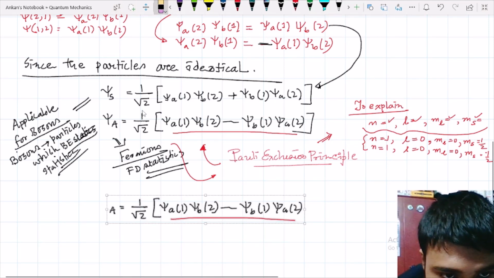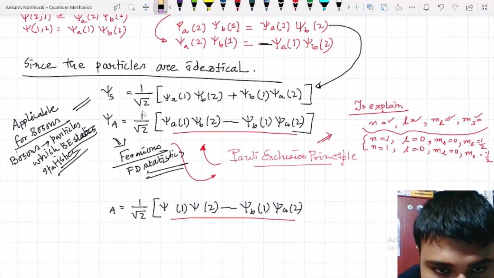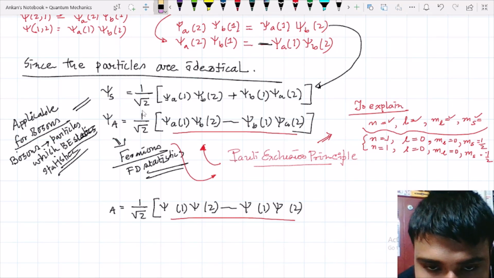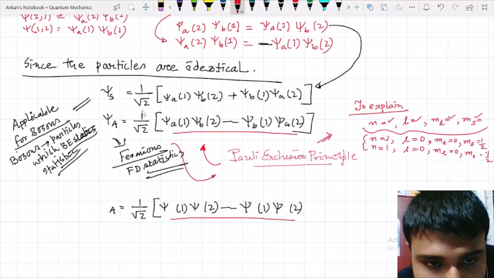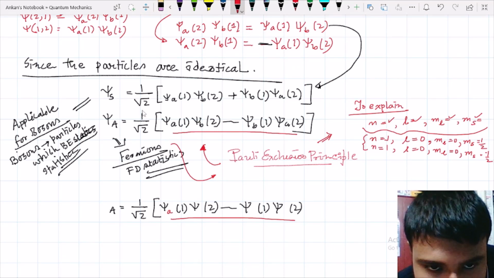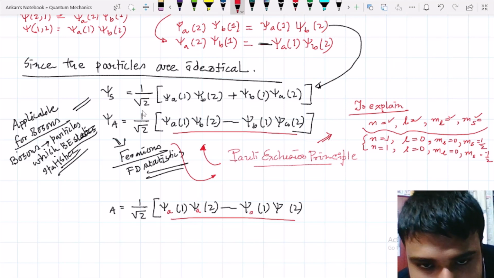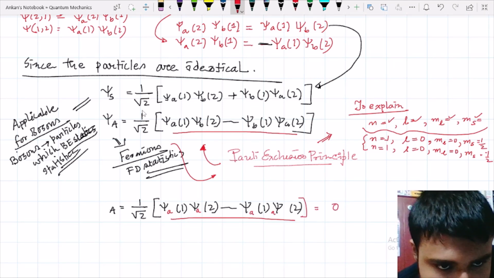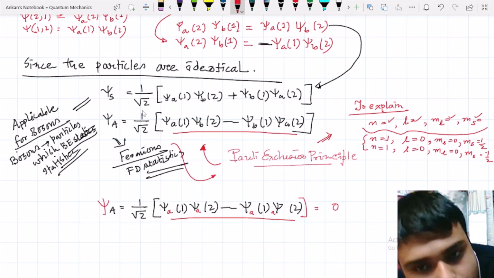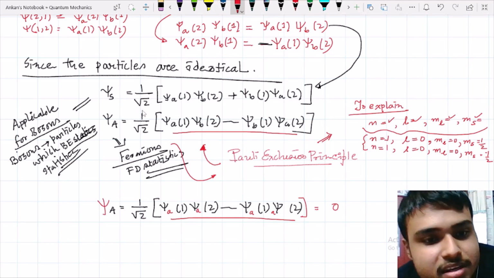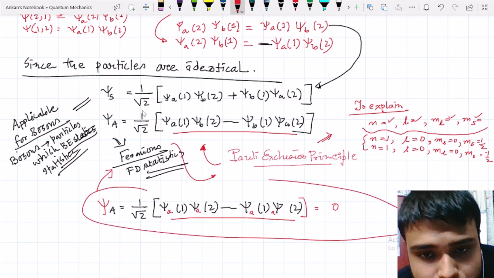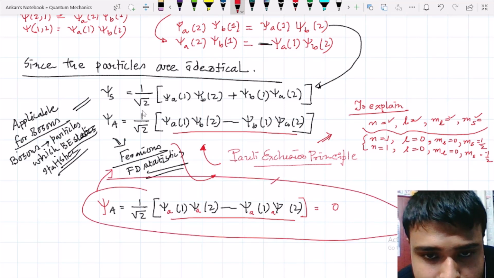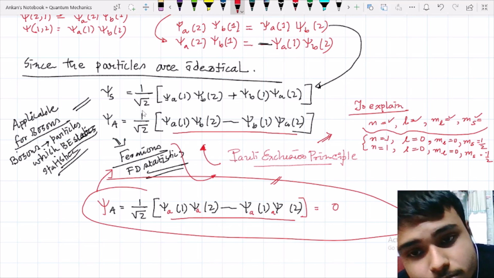Let us suppose that the two particles are assumed to be in the same quantum state, say A. Then, if this is possible, the total wave function vanishes. So if the antisymmetric wave function corresponds to the fermion, then this wave function follows the Pauli exclusion principle, which is also followed by the fermion.